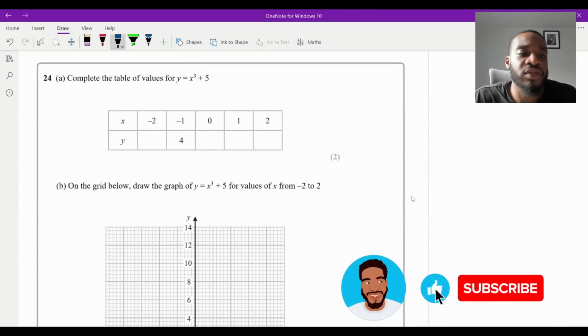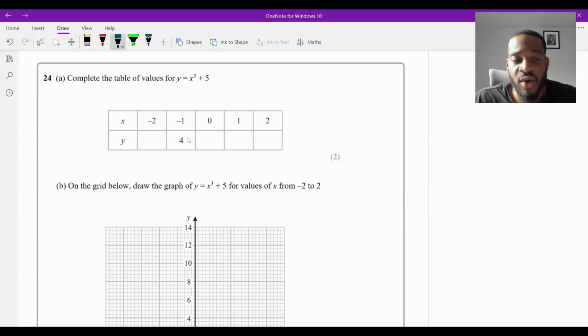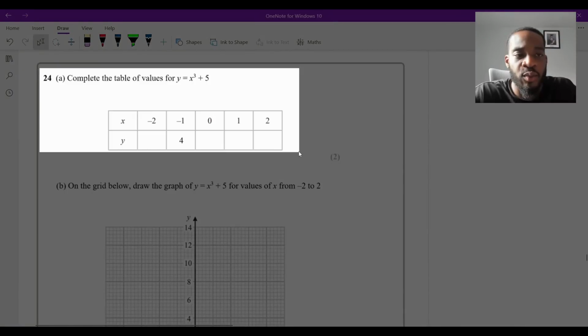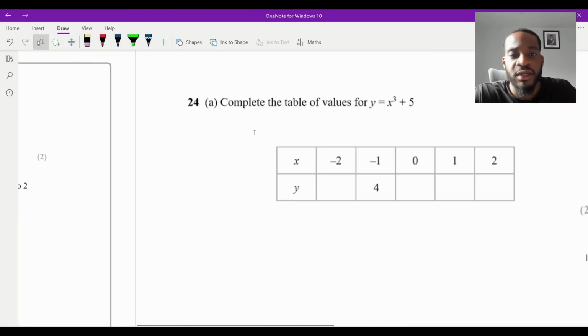Question 24 says, for part A, complete the table of values for y equals x cubed plus 5. We've got the table here and the values of y that we need to fill in. This is just substitution. What you're doing is plugging in your values of x to figure out the corresponding values of y. I'll do this on the side because there's more room, and then I'll put the numbers back in after.